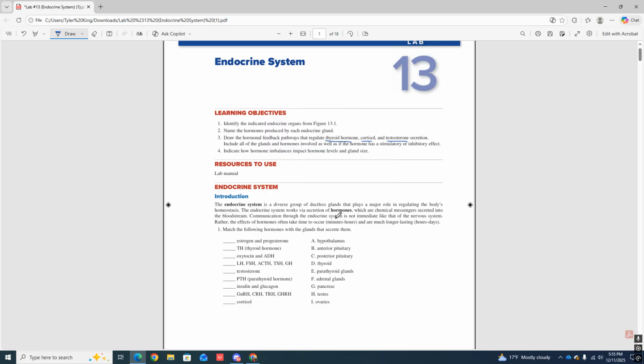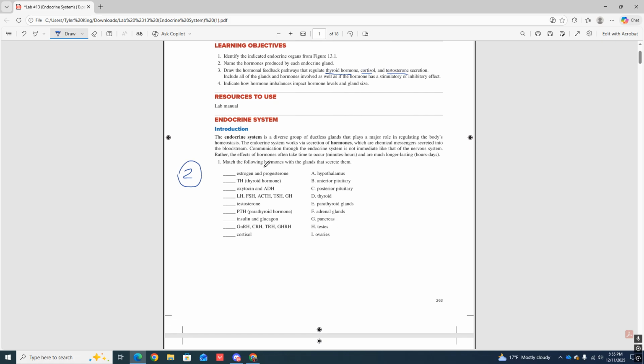So, let's talk about this one. This is learning objective number 2. Let's talk about it real quick. We have a bunch of different groups of hormones, 9 different groups. We're going to associate them with each of the glands respectively. Some of them are much easier to recognize just because the gland that secretes them is in the name. You've probably heard of some of these before. Some of them you've probably never heard of.